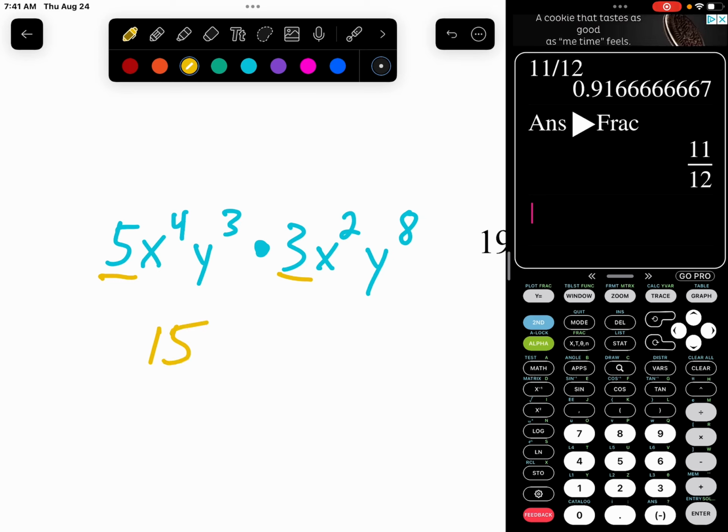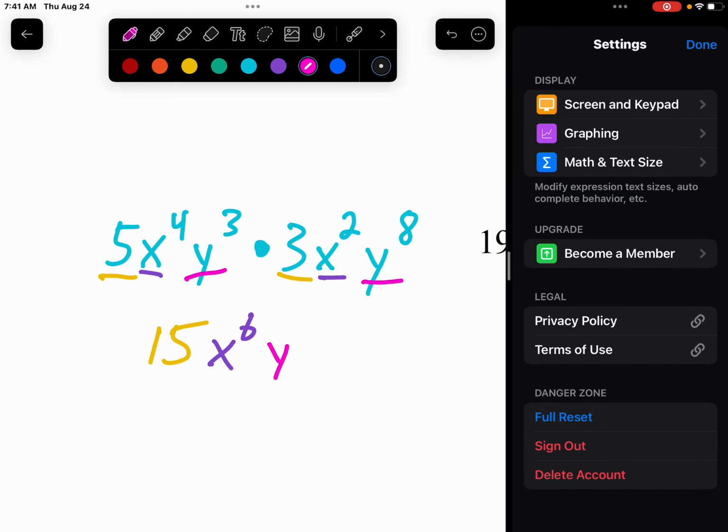Now I have the x's. X to the fourth times x to the second. I'm just adding the 4 and the 2, keeping the x. So x to the sixth. 4 plus 2 is 6. And then I have the y's. So y to the third times y to the eighth. You add the 3 and the 8, you get 11. And you're done. No simplifying, no nothing. You're just adding the exponents, and you're done.